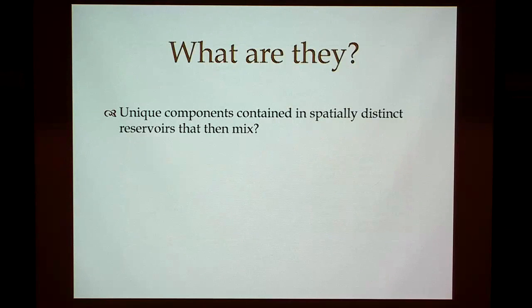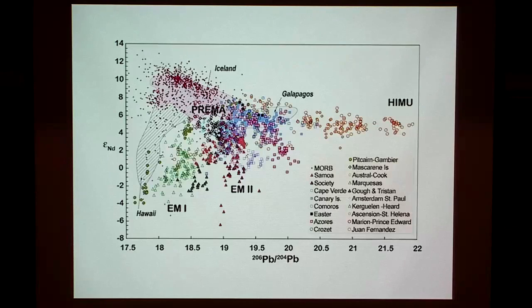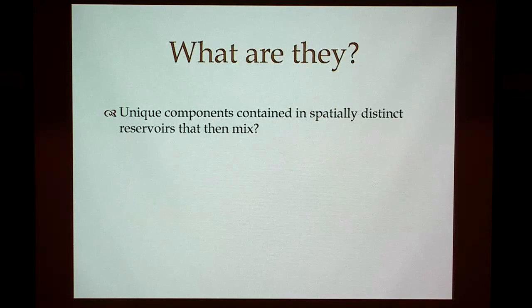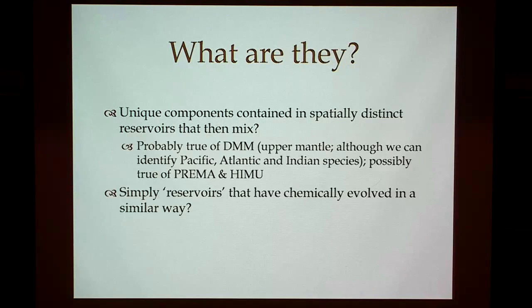Okay, so in terms of if there's some kind of mixing, what is it we're mixing? What are these EMs, the high mu's and prima and that sort of thing? Are they unique components contained in spatially distinct reservoirs somewhere in the mantle that then mix with each other? This is certainly probably true anyway of the depleted MORB mantle. It probably does largely occupy a region of the mantle, the upper mantle, although actually we can identify Pacific, Atlantic, and Indian subspecies.